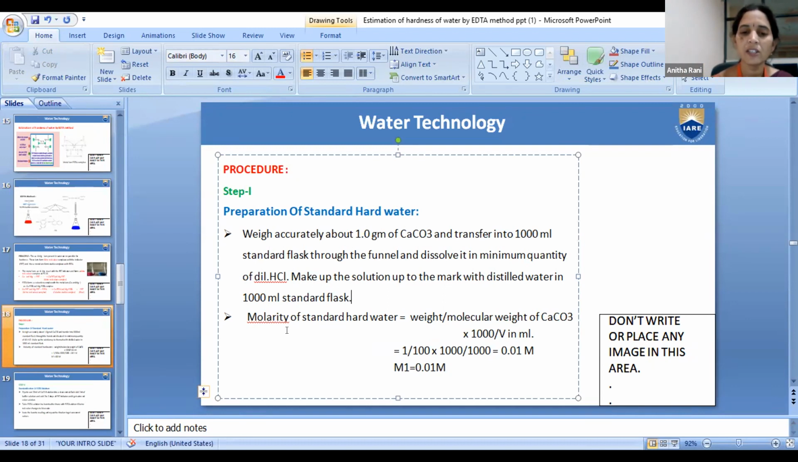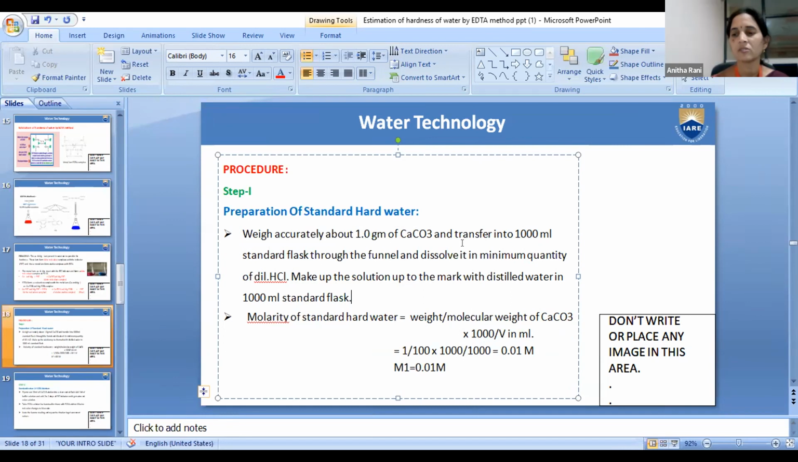So now find out molarity of standard hard water. The molarity formula is weight by gram molecular weight into 1000 by volume in ml. Remember students, I think everybody knows the formula. Weight we are taking 1 gram of calcium carbonate. Molecular weight of calcium carbonate is 100, into 1000 by 1000, where 1000 is volume in ml.